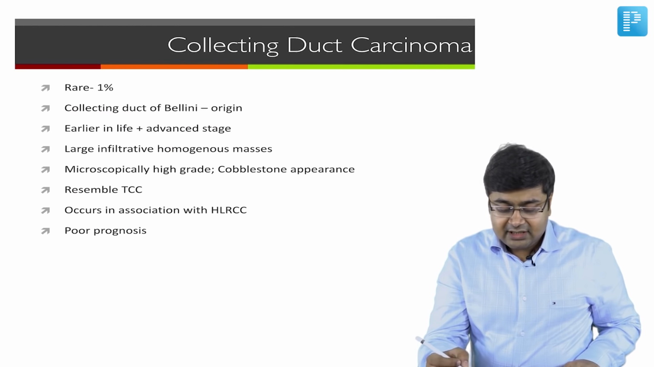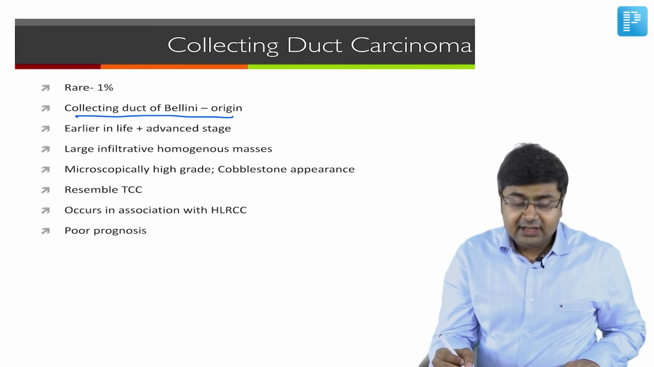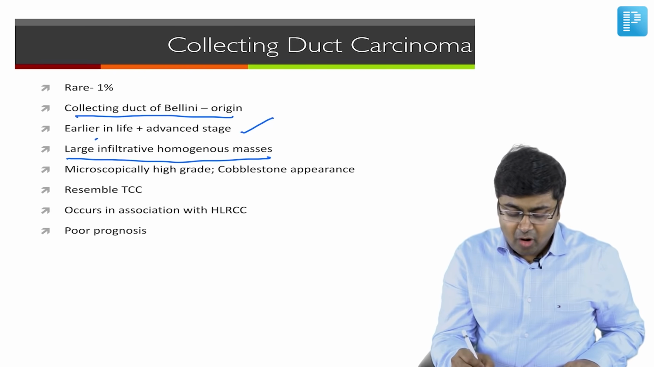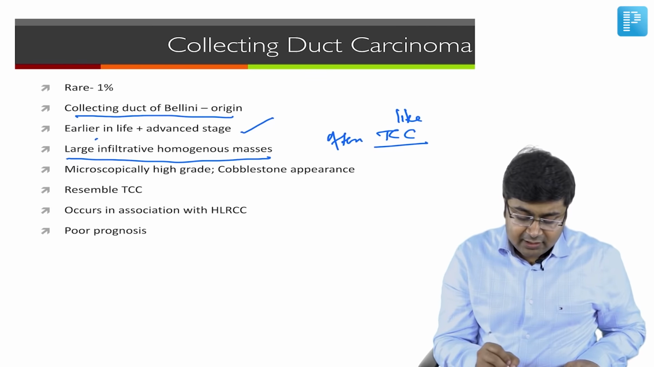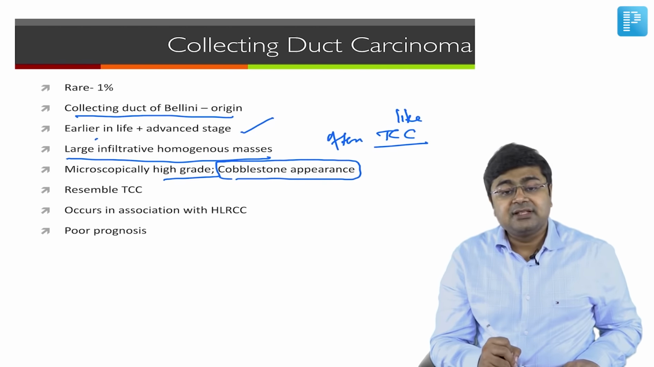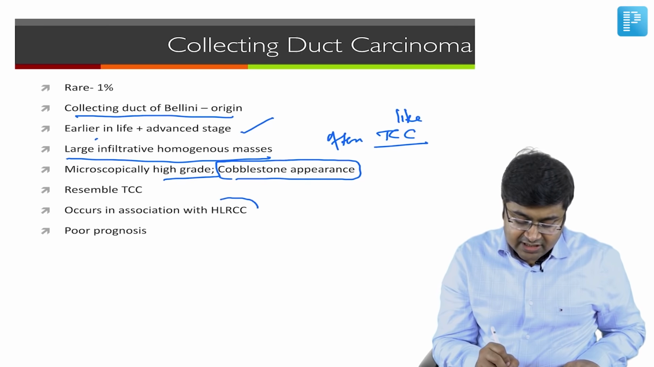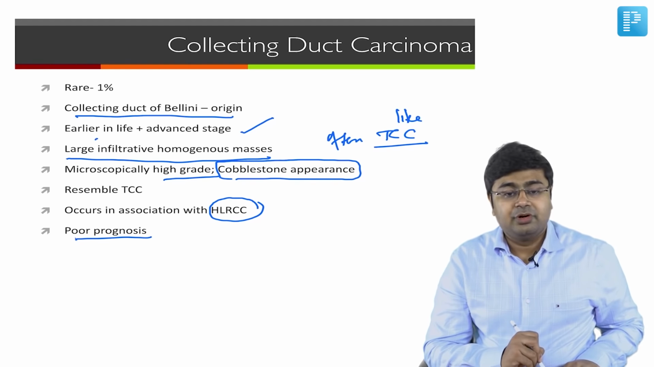Coming to the collecting duct carcinoma, which is a rare 4th type of carcinoma arising from the collecting duct of Bellini, occurs earlier in life and with advanced stage. Large infiltrative tumor, often like TCC, transitional cell carcinoma. Microscopically, it is a high grade tumor. Characteristic appearance is a cobblestone appearance. Occurs in association again with HLRCC along with the papillary, poor prognosis.